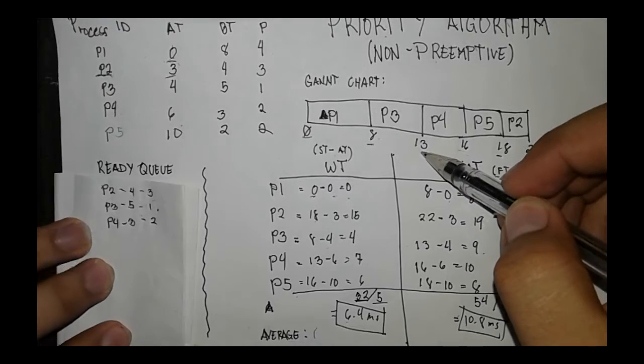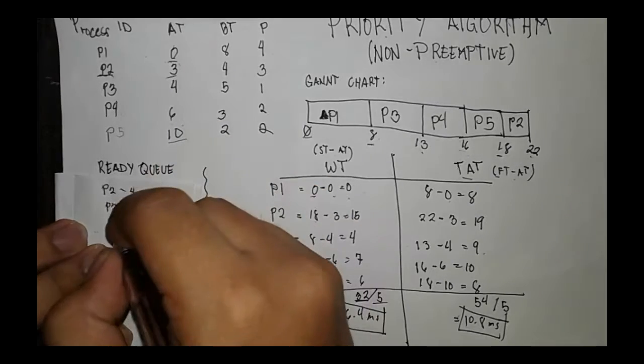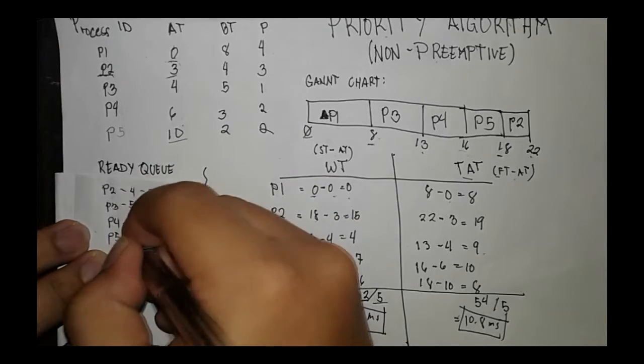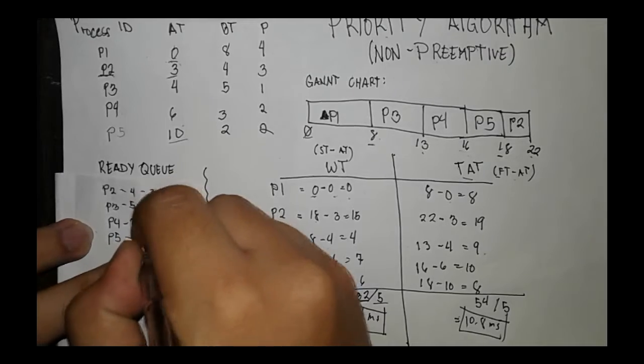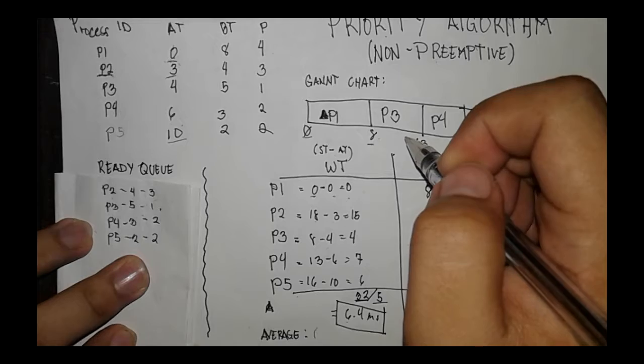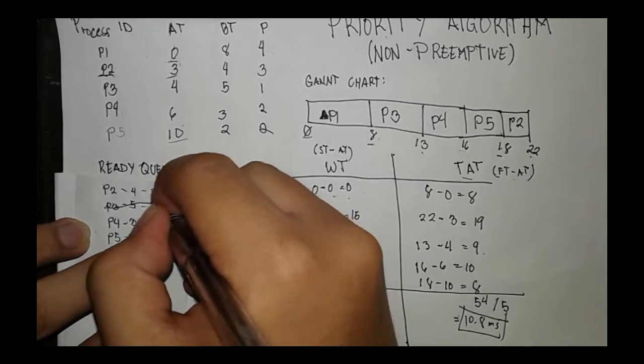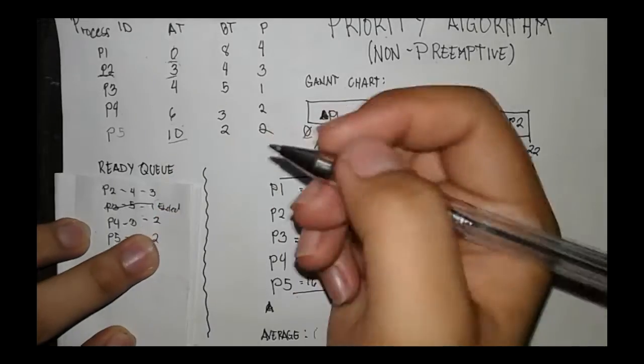But before that, P5 will arrive in our queue because of the arrival time of 10. So P5 has a burst time of 2 and priority of 2. So at this point P3 has already ended. So remove P3, we will mark it ended in our queue.